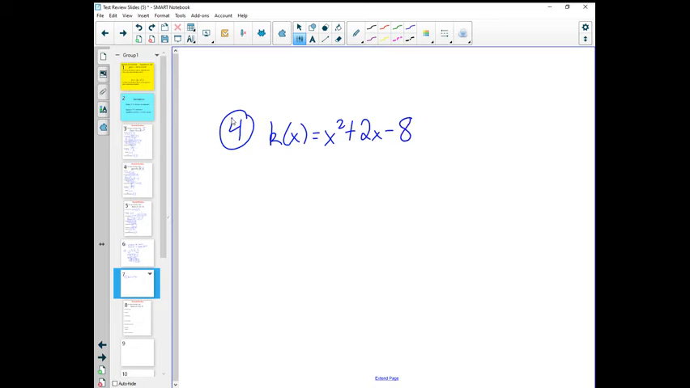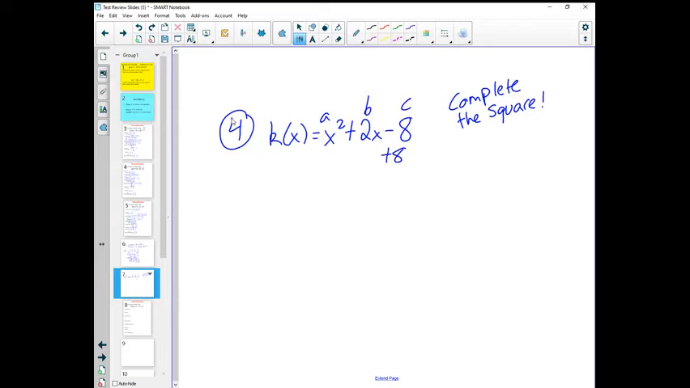On question 4, we're given the equation k(x) = x² + 2x - 8. This equation is not in vertex form, so we're going to need to complete the square again to write this equation in vertex form. First, we'll label A, B, C.